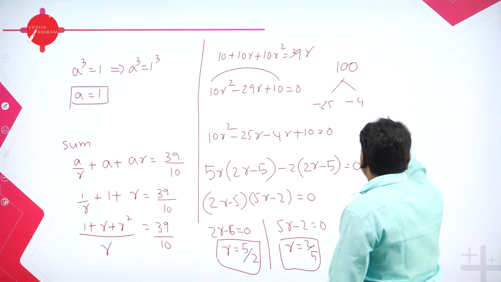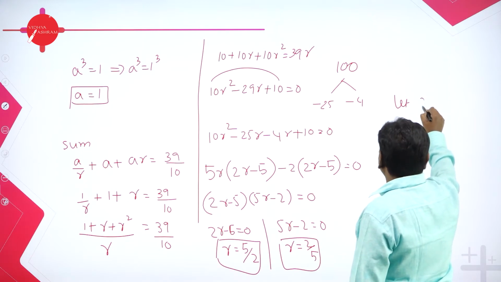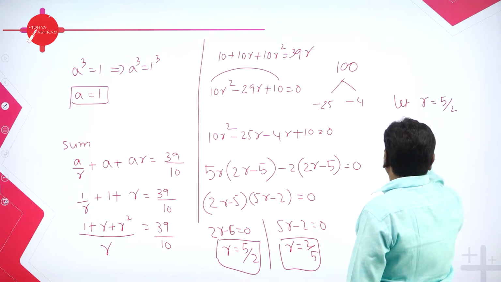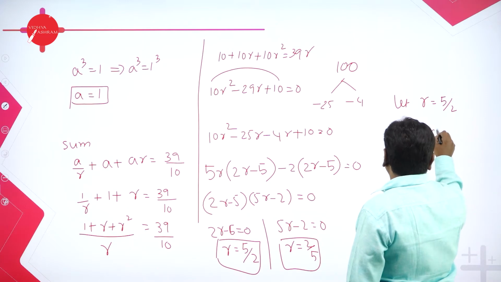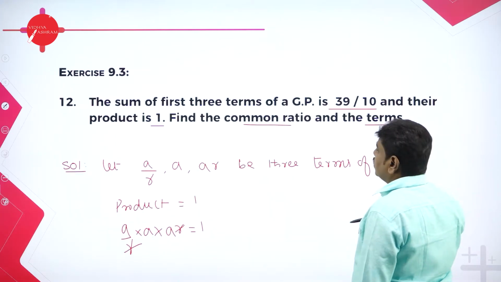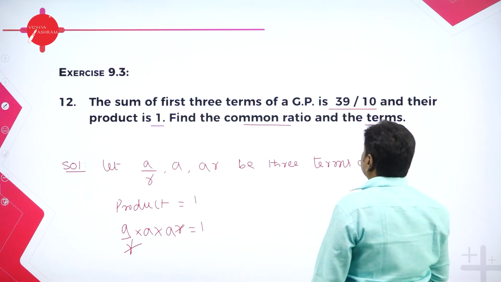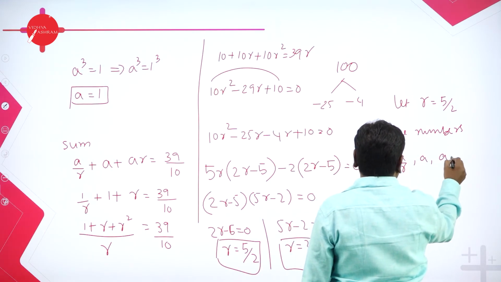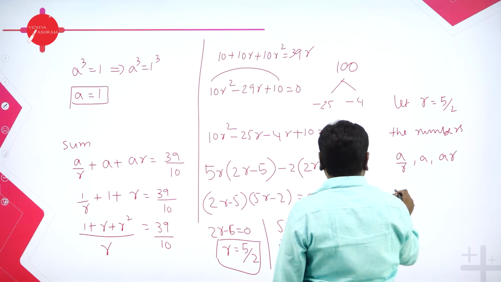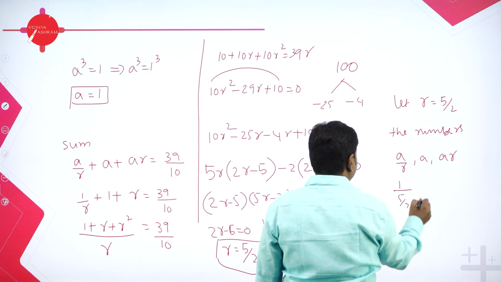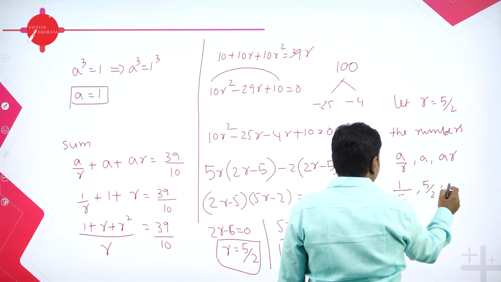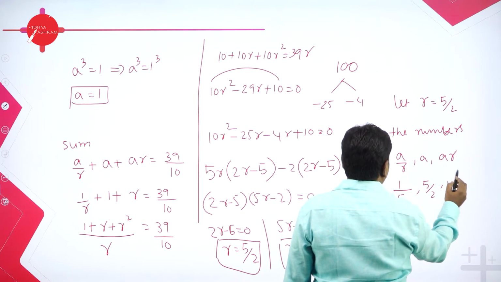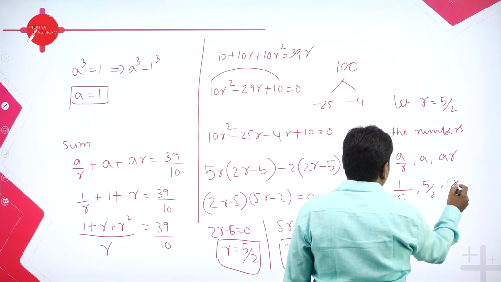So now let r is equal to 5 by 2. Then what are the numbers? You will get them in reverse order. So the numbers are a by r, a, ar. a is what? a is 1. 1 by 5 by 2, that is 2 by 5. And 1 into r is 5 by 2. That is ar.